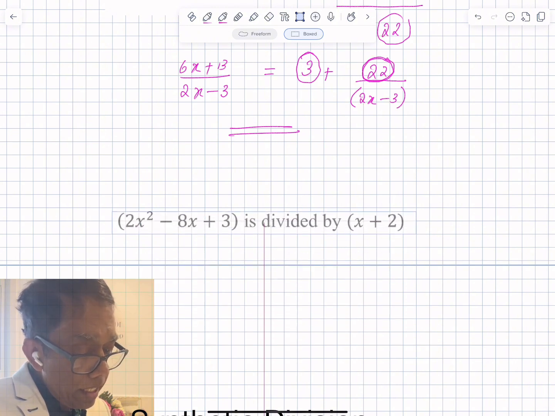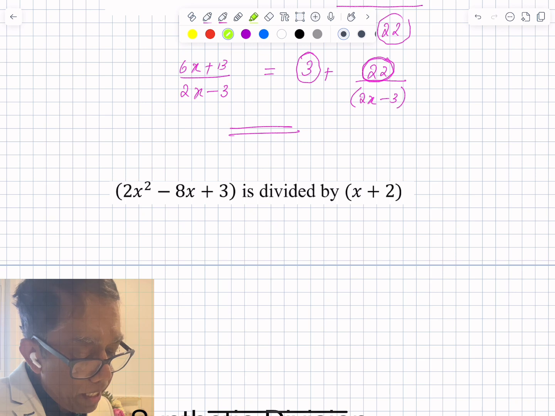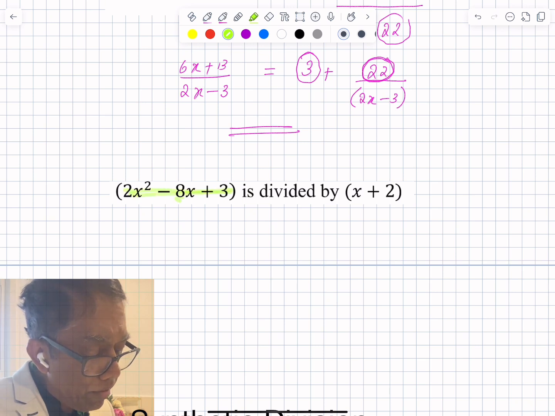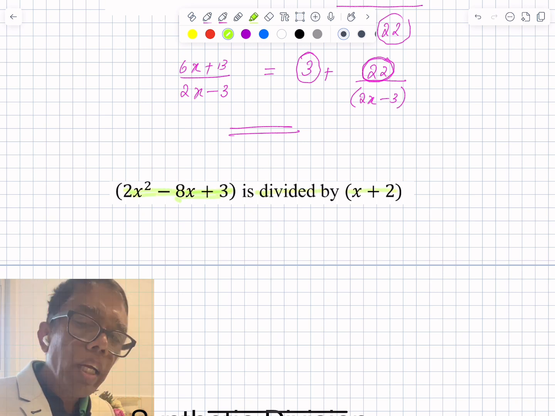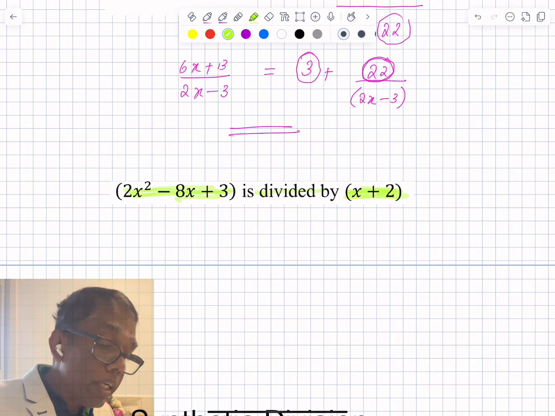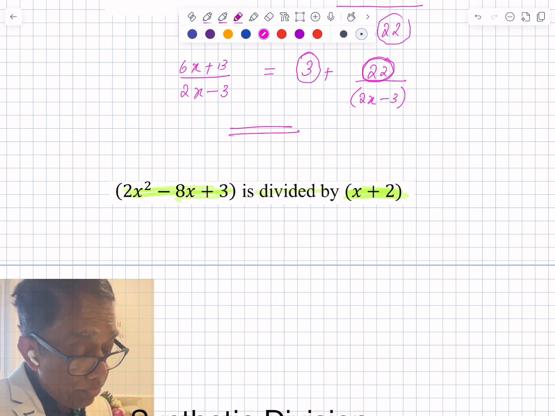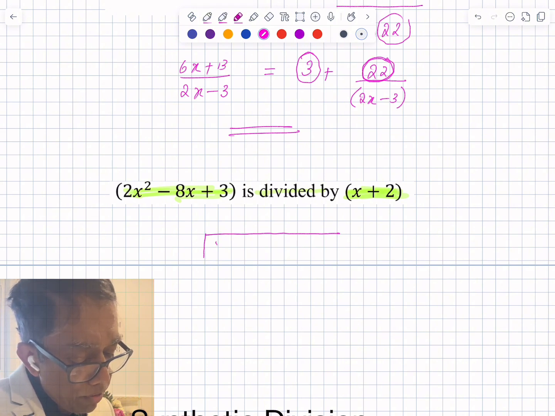It is given that a quadratic, 2x² - 8x + 3, is divided by x + 2. That means this one is a quadratic. We have to divide by, what is it? It's a linear function. We will try to do that. 2x² - 8x + 3 divided by x + 2.